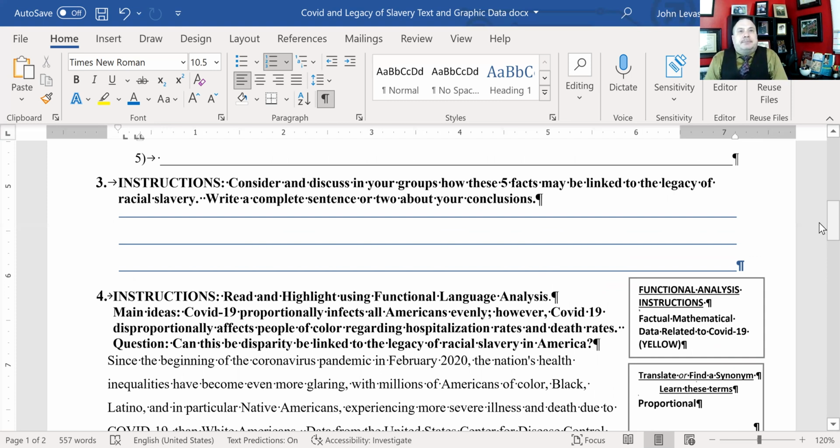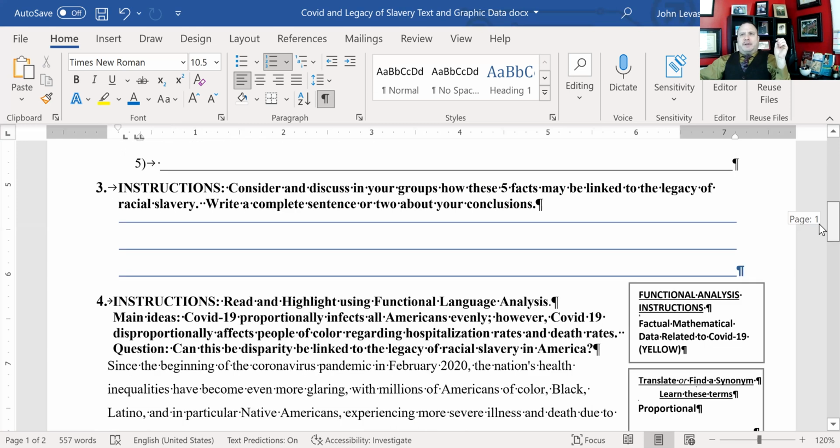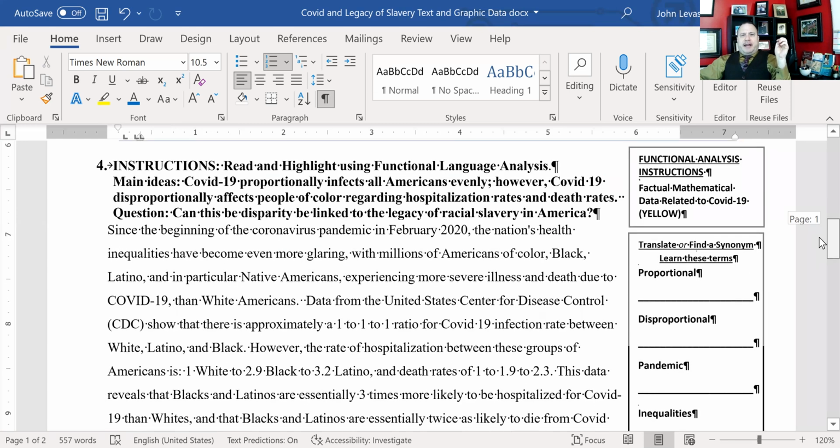In section 3, I want you to consider and discuss in your groups how these 5 facts that we just listed based on the video may be linked to the legacy of racial slavery. So we want to write complete sentences, 1 or 2 sentences about our discussion and about this video and why those 5 factors make African Americans more likely to get seriously ill from the disease than whites in America, and how that might be connected to racial slavery.